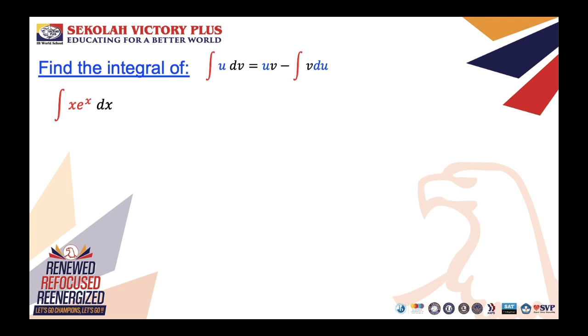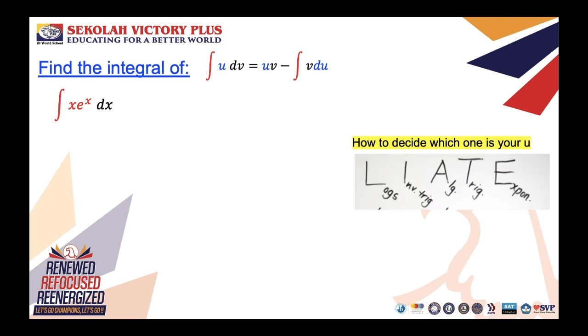Now, to make that task easy, how do you decide which one is your u? To decide which one is your u, this is the order of priority. From left to right, if you see logarithms, then that becomes your u. Then inverse trigonometric, like arcsine, arctangent. Next is algebraic expressions, then trigonometric, and last is exponential. So this is the priority.